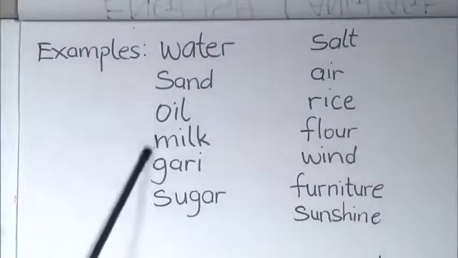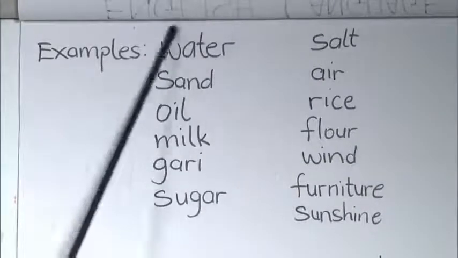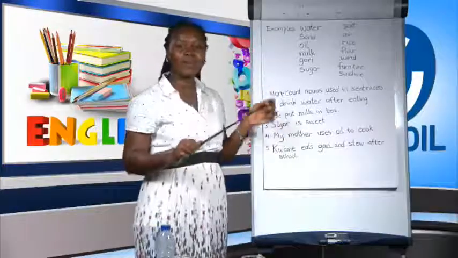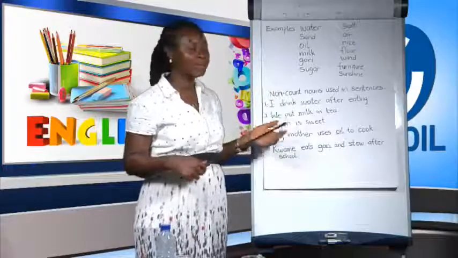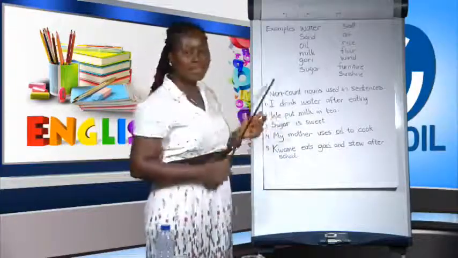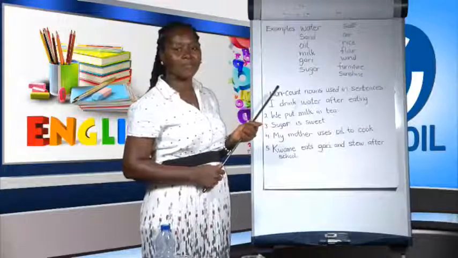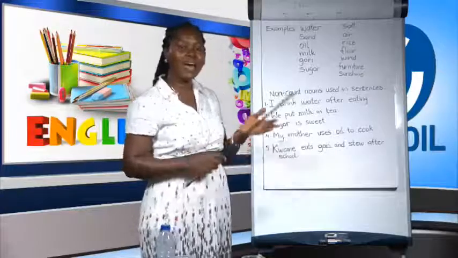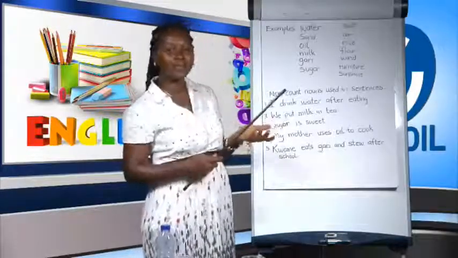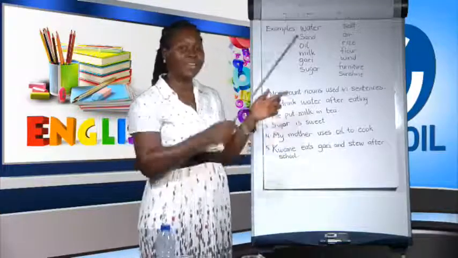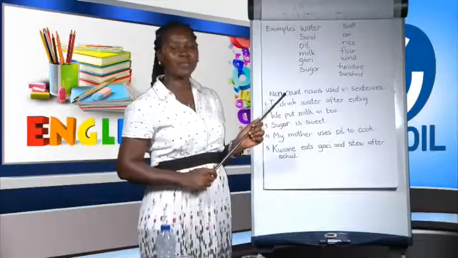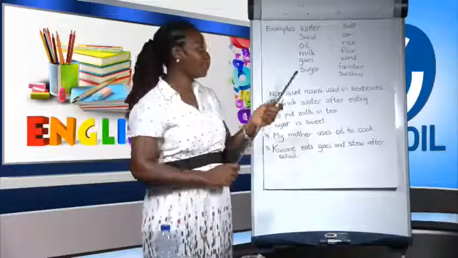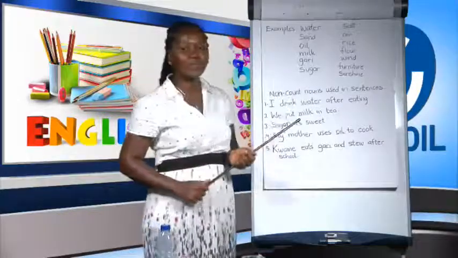So we are saying that all these examples here are called uncountable nouns or non-count nouns. Why? Because we cannot count them. And they do not have the plural forms. As I said earlier, we cannot add s to them to form plural, or we cannot add es, unlike the countable nouns, where we can just add s to book to make books. Here we cannot form their plural.